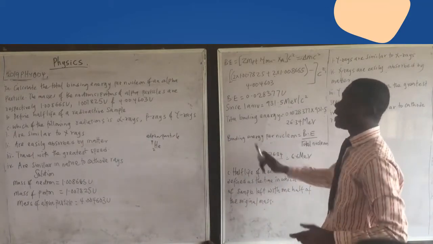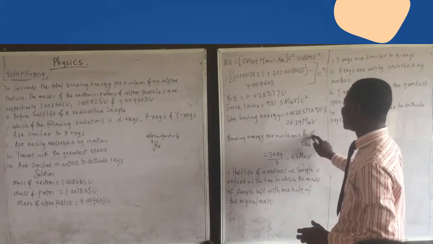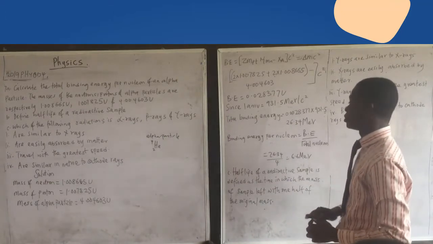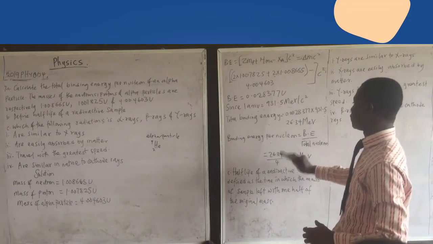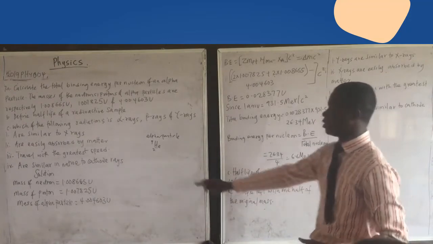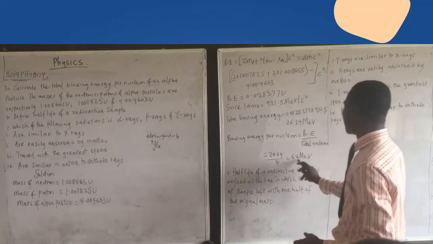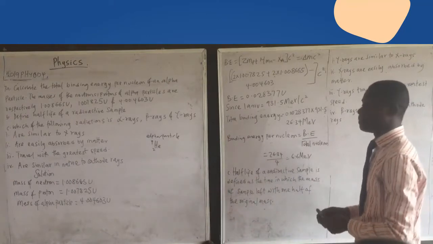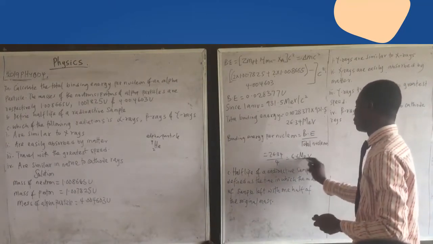So the binding energy per nucleon is binding energy over total nucleon. Binding energy is 26.34. Total nucleon is 4 from your alpha particle. If you divide it, you have 6.6 mega electron volts.